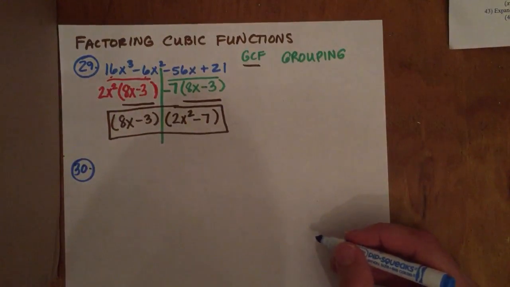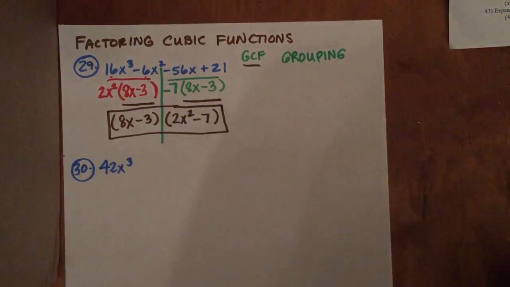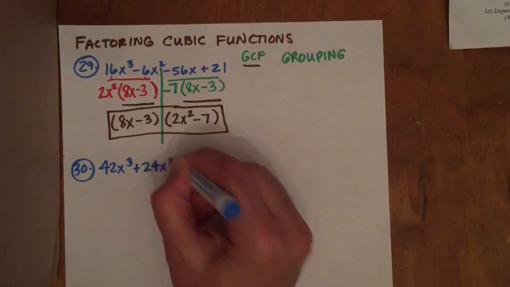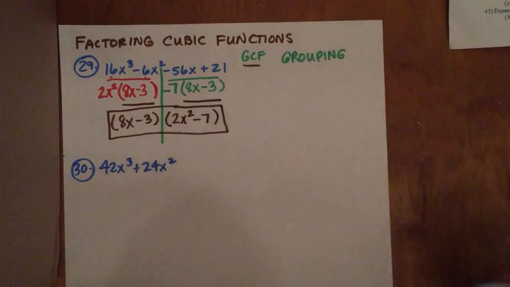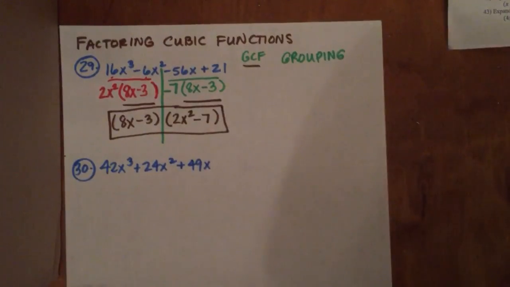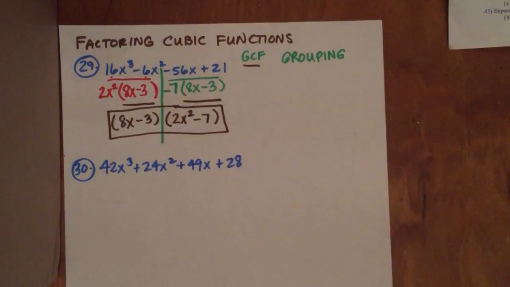Number 30 is similar format. We've got 42x cubed plus 24x squared plus 49x plus 28. So once again, I want to look for a GCF.